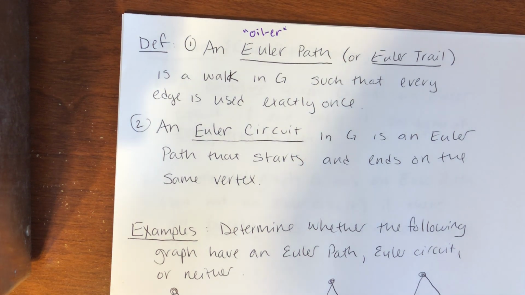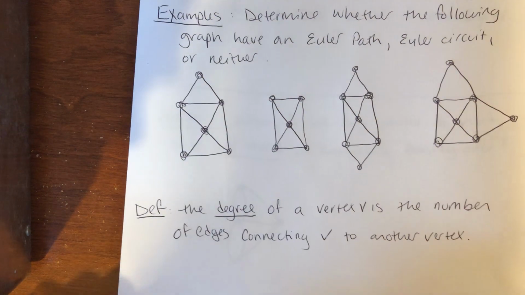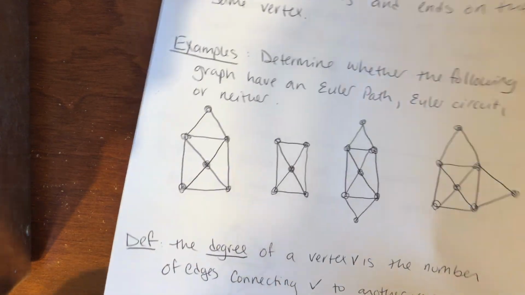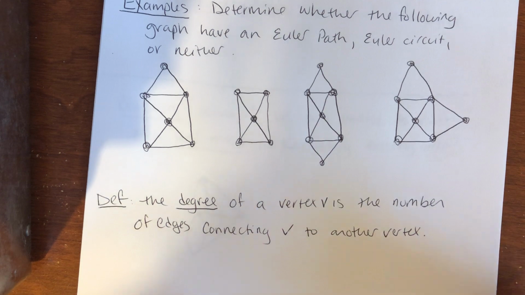So an Euler path, or sometimes called an Euler trail, is a walk in a graph such that every edge is used exactly once. And an Euler circuit is just a special type of Euler path that starts and ends on the same vertex. So if we look at some examples, you can see that some graphs have Euler paths and others don't. That Königsberg graph probably doesn't, or it seems like it doesn't. We weren't able to find one.